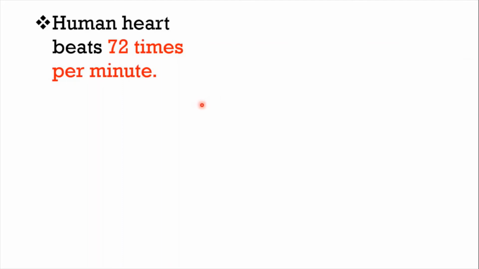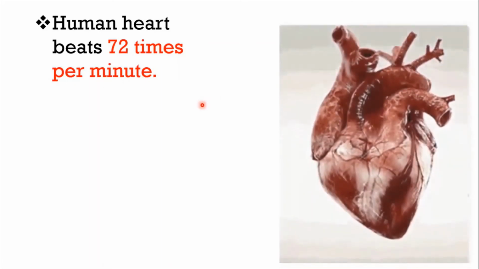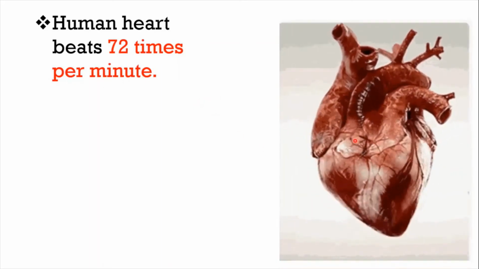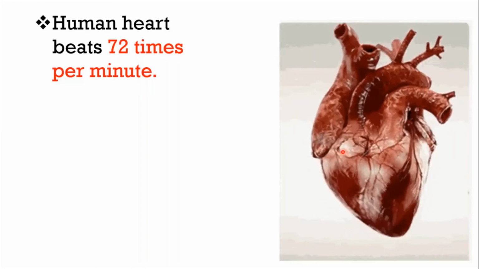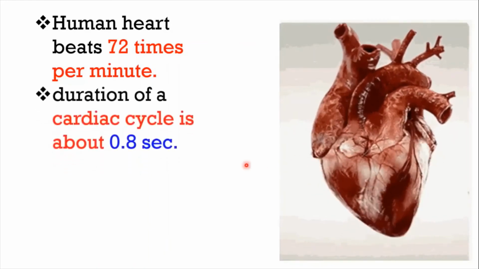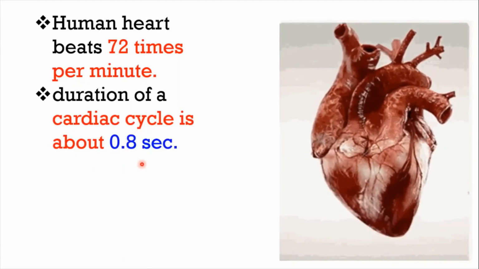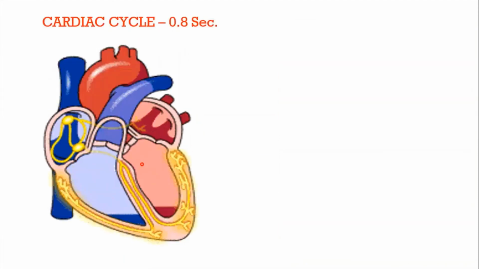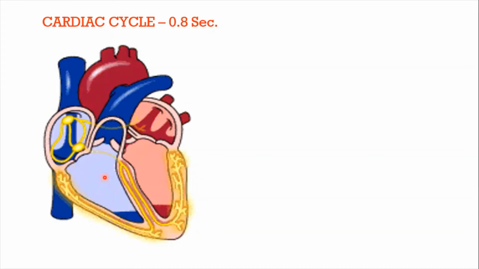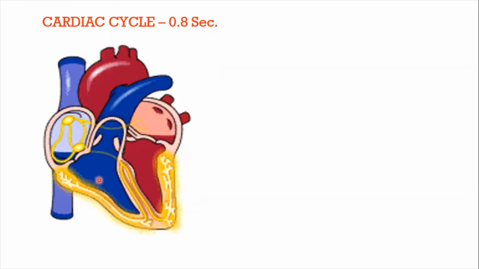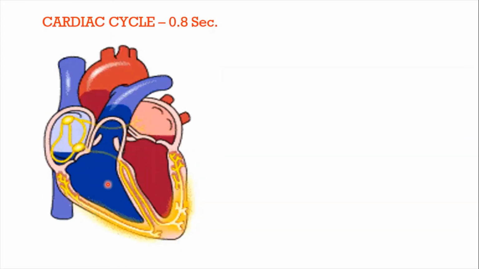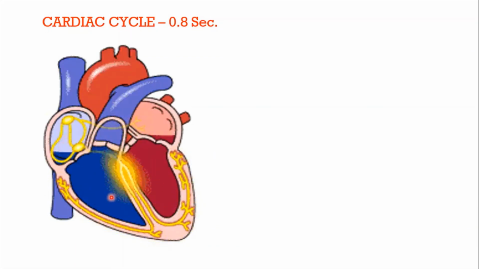The human heart beats 72 times per minute. So we observe 72 cardiac cycles in a minute. Hence the duration of a cardiac cycle is 0.8 seconds. It is amazing. All the events of a cardiac cycle take place in less than 1 second. During this period of the cardiac cycle, heart chambers are in a relaxing state most of the time.